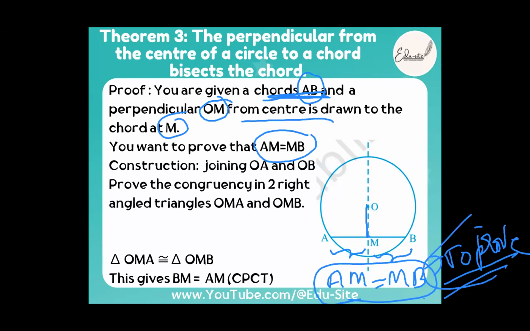Now, how to prove this is we are going to create again two triangles. How will we create the triangles? Let's do a small construction. Join OA and OB.